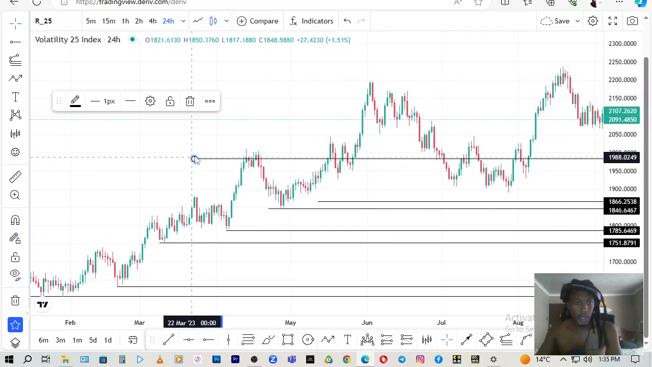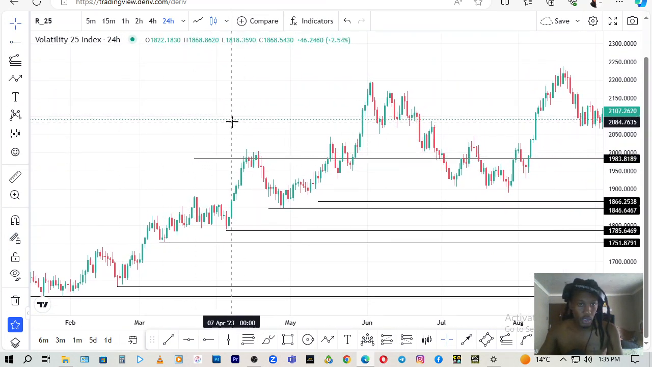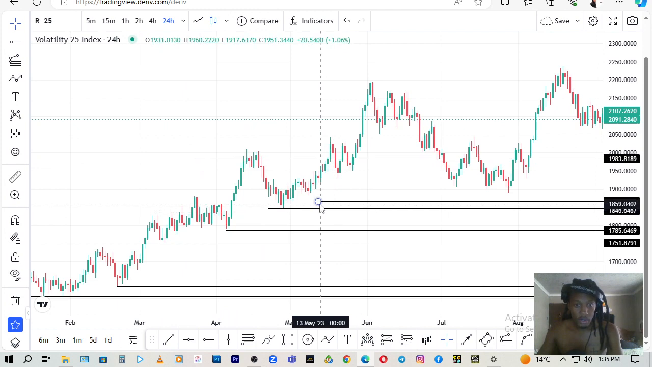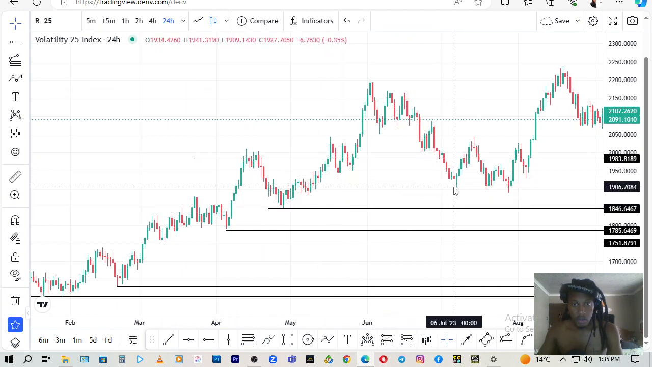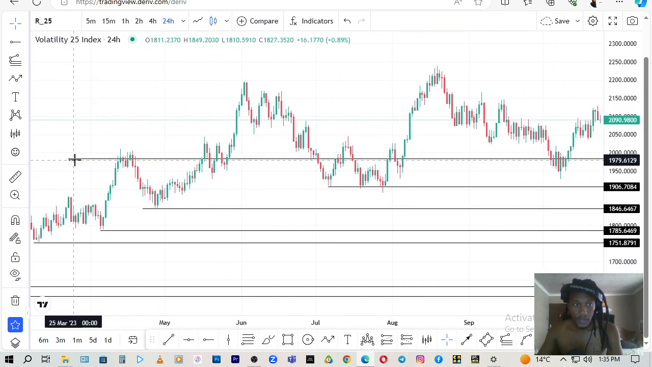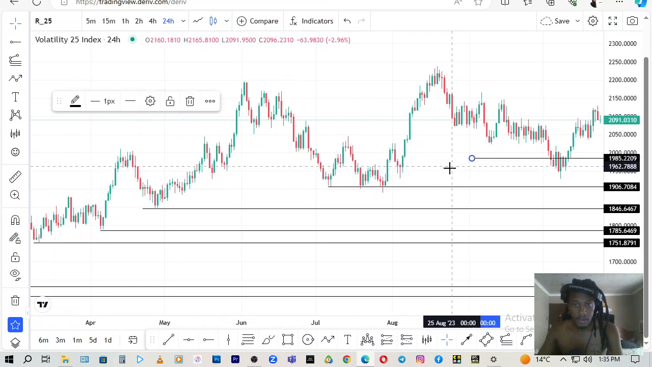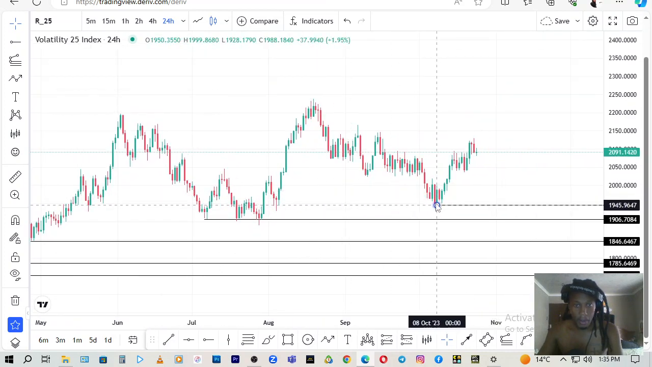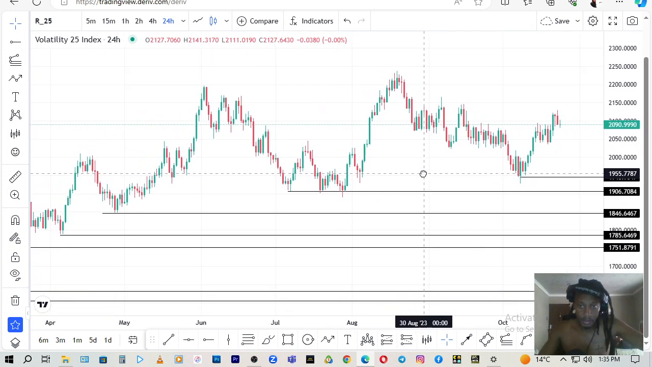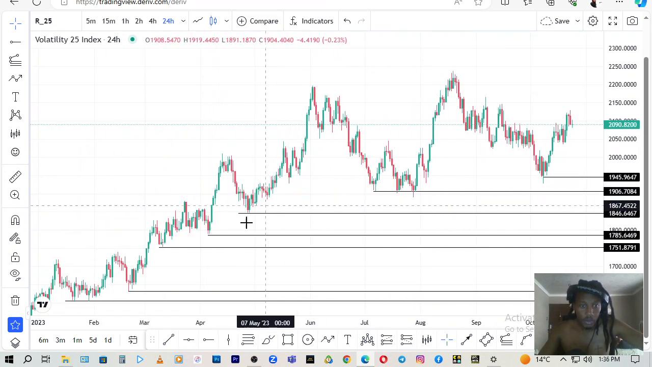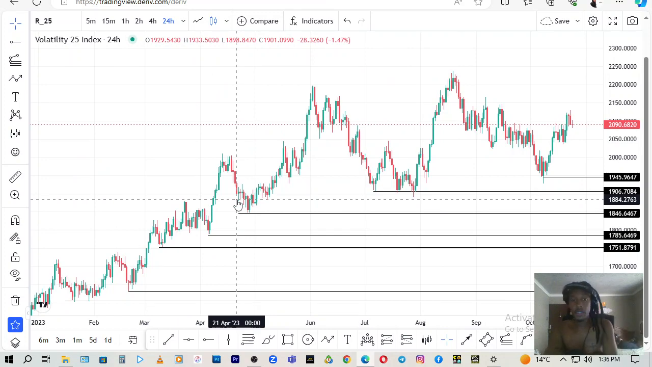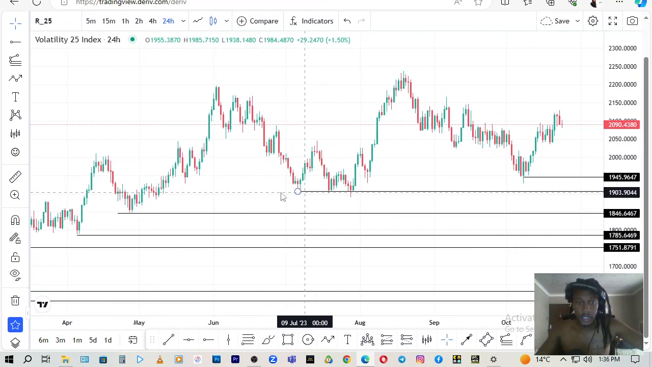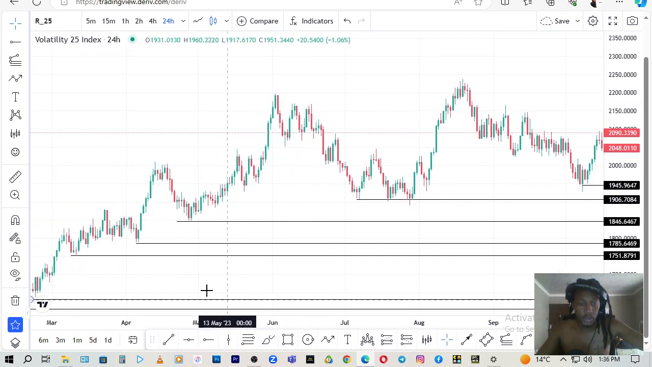So I'm marking out my swing lows on this chart on the daily. Then I'll explain to you the market structure. Overall, we're in a bullish trend. That's our market structure. Then we also had this impulse.